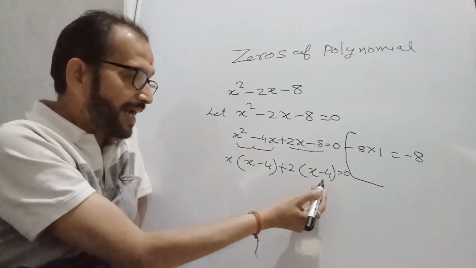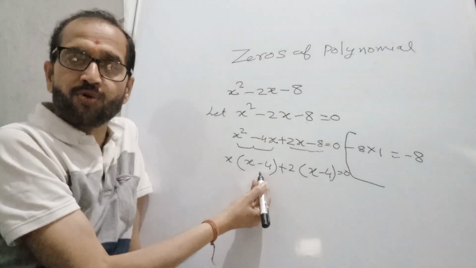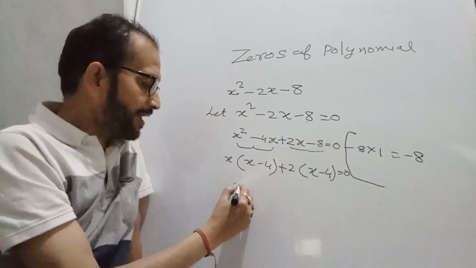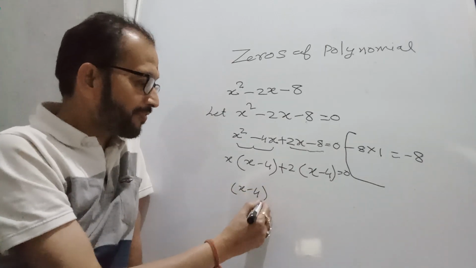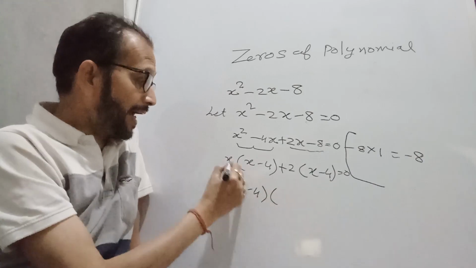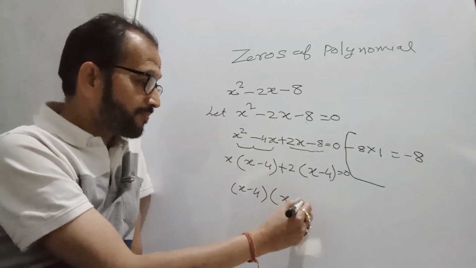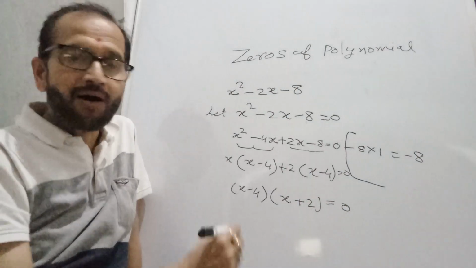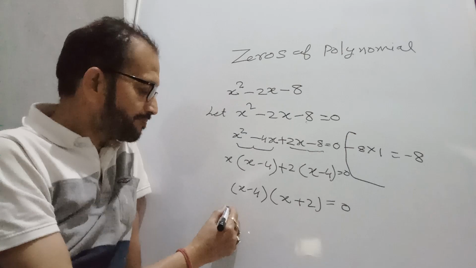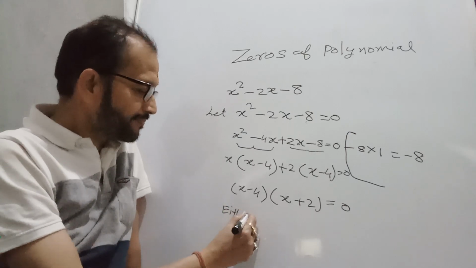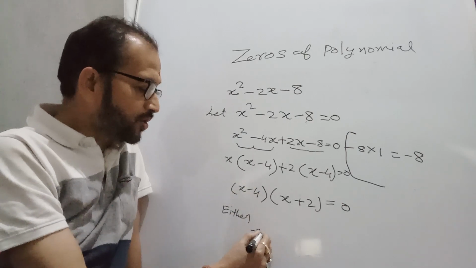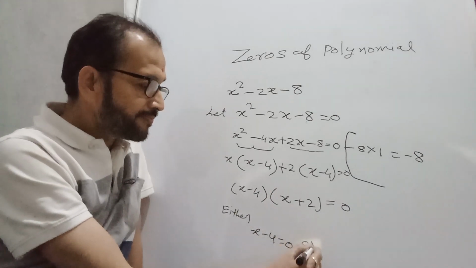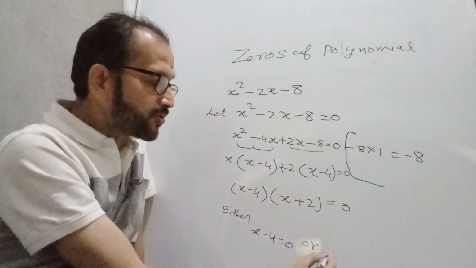Okay? Now we can take common x minus 4 from here and from here. Then we can write here x minus 4. What remains now? x plus 2 is equal to 0. Now, either this x minus 4 equal to 0 or this x plus 2 equal to 0.